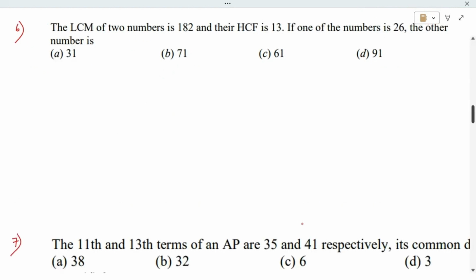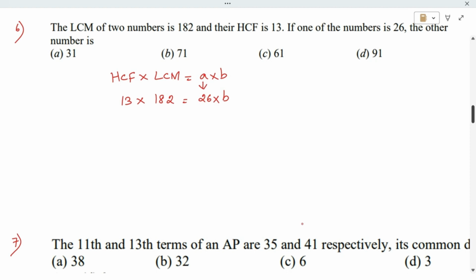The LCM of two numbers is 182 and the HCF is 13. If one of the numbers is 26, then what is the other number? So we know the relation: HCF into LCM is equal to the product of the two numbers. So a and b are the numbers. I'm going to substitute HCF as 13, LCM is 182, and one of the numbers I have taken for a, which is 26. I don't know the other number, so I'm keeping b as it is.